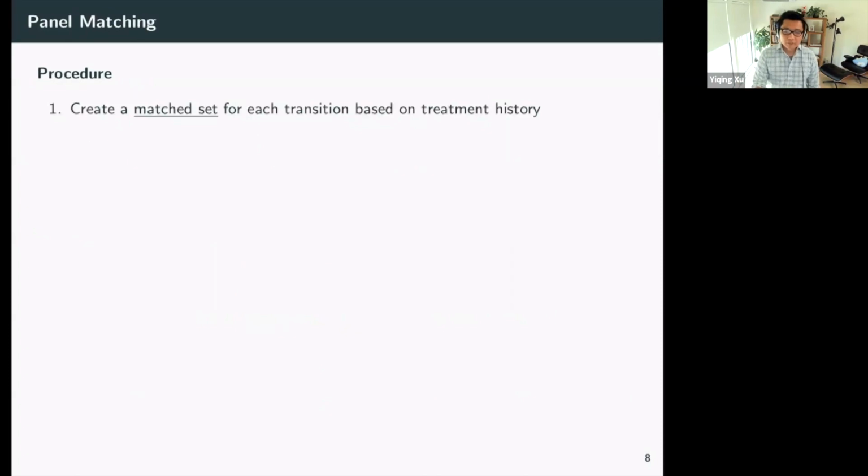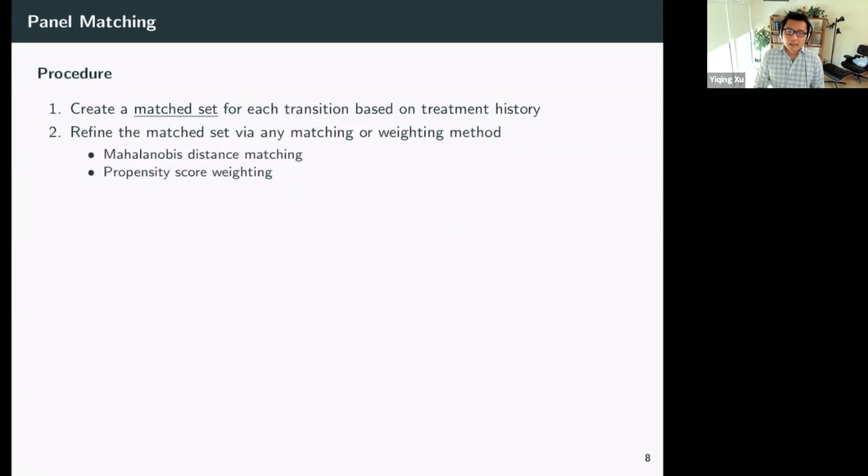So the procedure: it creates a match set for each transition based on treatment history. You want to make sure that the treatment history is not the same. And then you refine the match set by any matching or weighting method.